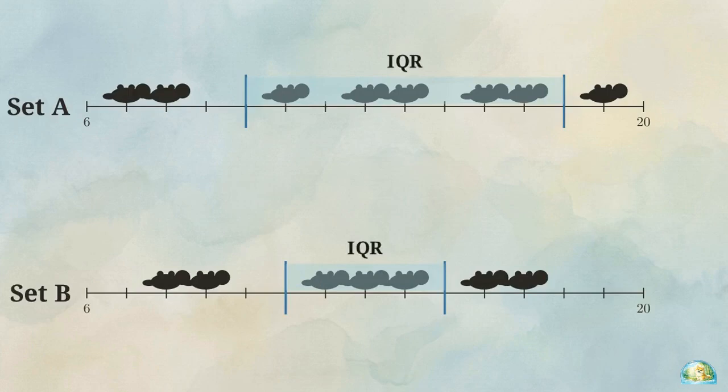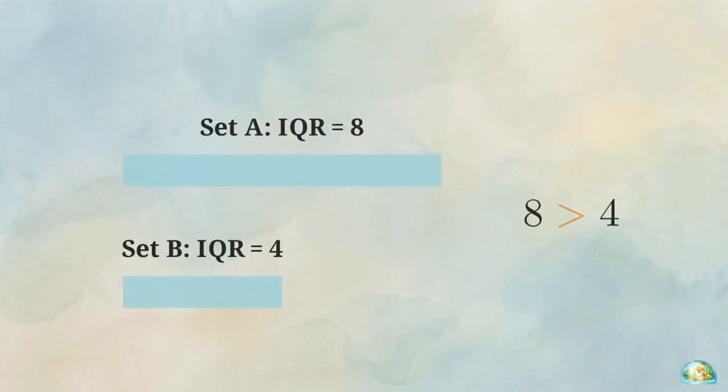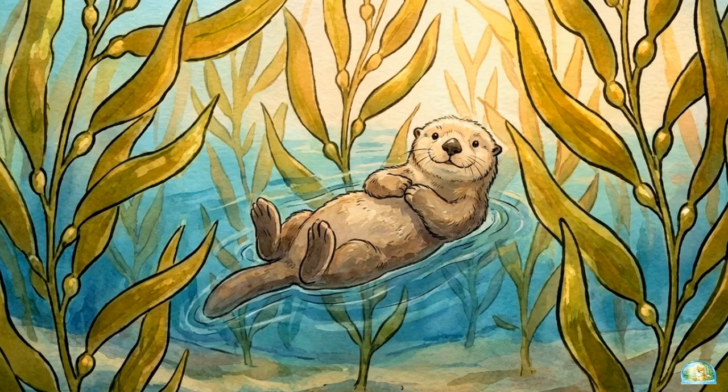For set A, quartile 3 is 18 and quartile 1 is 10. We subtract 10 from 18, finding an IQR of 8. Moving to set B, quartile 3 is 15 and quartile 1 is 11. Subtracting 11 from 15 gives us an IQR of 4. Because 8 is greater than 4, set A clearly has the larger spread in its middle half. Calculating the IQR gives us a reliable, outlier-proof numerical measurement for exactly how widely a core population stretches.